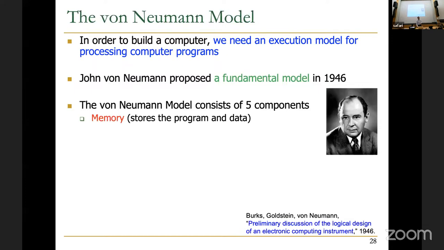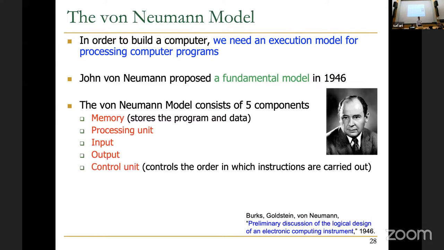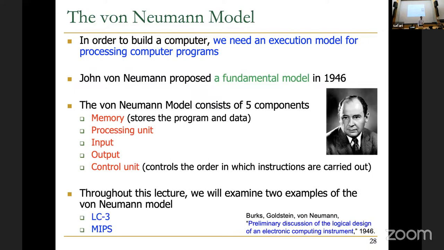But this model consists of five different components of a computer. Memory stores the program and data together, and there's no distinction between program and data. These are bits in memory, and we will see that. Then a processing unit that processes the instructions, inputs, outputs, and a control unit. This controls the order in which instructions are carried out, and this is a sequential processing order, as we will see. So these are the five components. Hopefully you're familiar with them. We're going to go through all of these components soon.